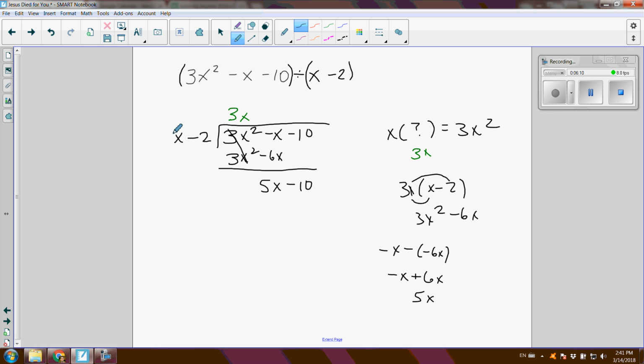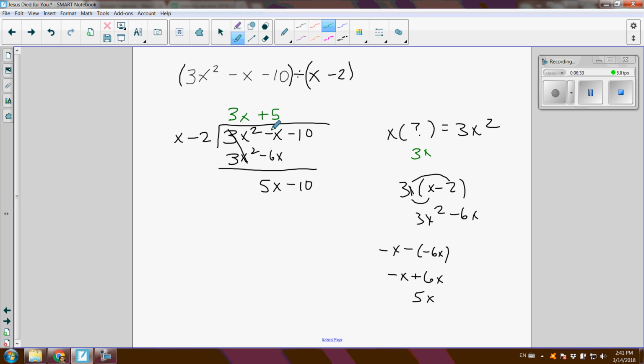Now we ask ourselves, what do you have to multiply x by to get this 5x? X times what equals 5x? Well, that should be fairly obviously 5. 5 times that x equals 5x. And now we multiply 5 times the x minus 2.